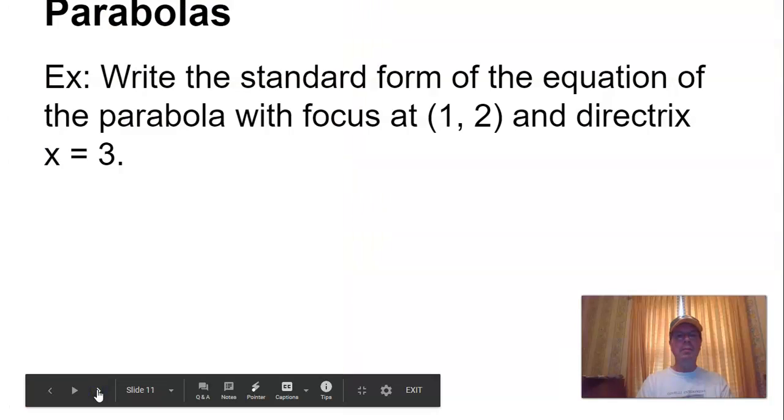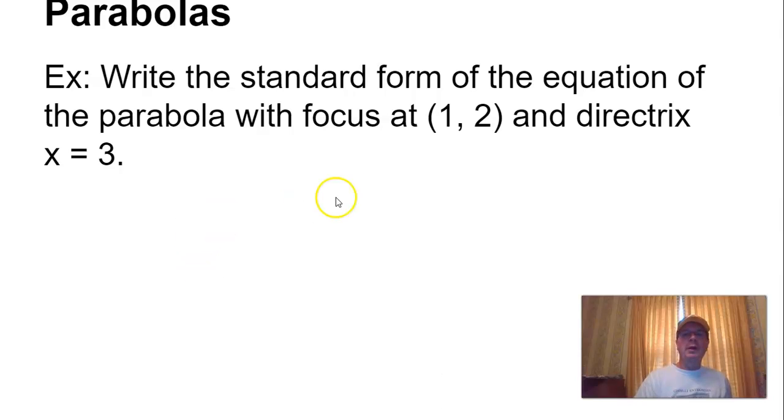And it should be right about here, I think. All right, so we want to write the standard form of the equation of a parabola given these 2 pieces of information. We know the focus is the point (1, 2), and the directrix is the line, in this case a vertical line, x = 3. What do we need to write the standard form equation of a parabola? First off, we have to know whether it's an up or down or a right or left type of parabola. That's important. And then we need h, k, and p.